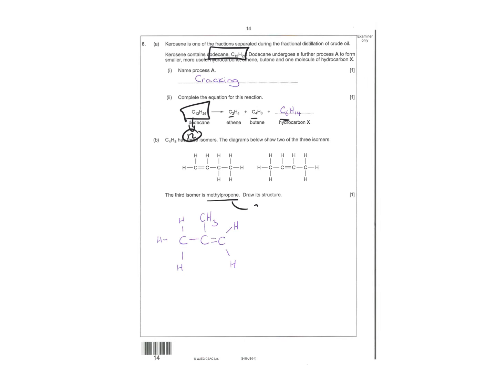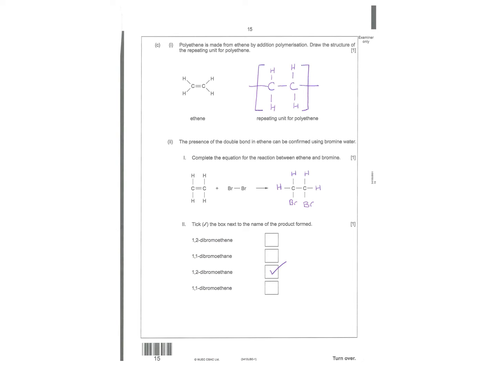Draw the structure. So propene's 3 carbons. Draw out the main bulk of it with its double bond. Methyl group is then a CH3 group. Repeating unit, so remove the double bond, stretch it out. Sometimes they ask you to put an n, so be careful of that.